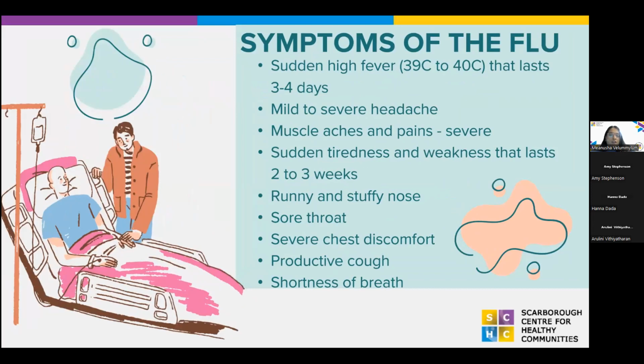Okay, so now we're going to focus a little bit on the symptoms of the flu. Things like a sudden high fever. Usually the normal body temperature is between 35 and about 37.5 degrees Celsius. A sudden high fever would be closer to 39 to 40 degrees Celsius, and this is a type of fever that lasts for a longer period of time, 3 to 4 days. You might also have a mild to severe headache, muscle ache and muscle pain, but very severe ones. You may also feel sudden tiredness or weakness that will last for a while, about 2 to 3 weeks. A runny and stuffy nose.